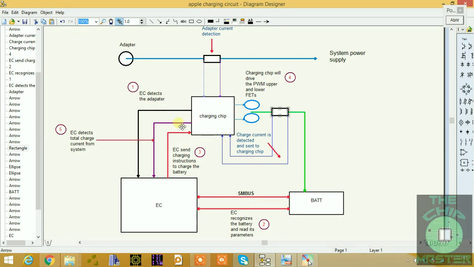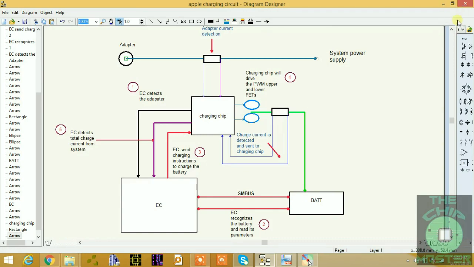So when this signal is released from the charging IC, it goes to the EC to tell it the total amount of current that is being generated at this section, and it is calculated internally inside the charging IC and outputted to the EC. So the fifth step is that the EC detects the total amount of charge current from the system. This is your system power supply, which is known as the 19-volt rail, right? For the Mac we call it PP bus G3 hot. So if the charge current is okay, then the battery will charge.